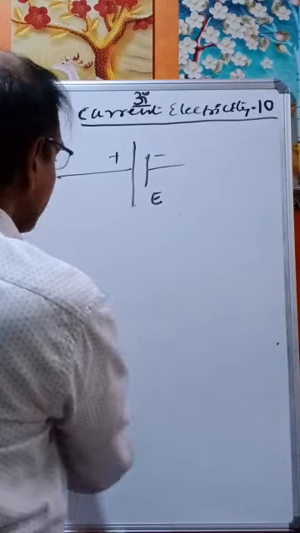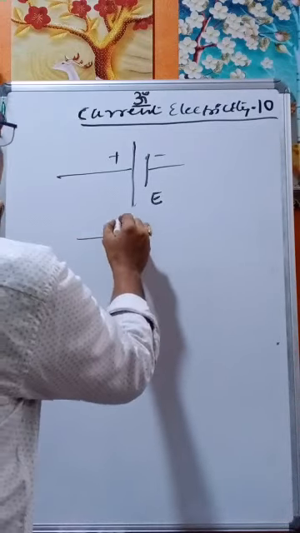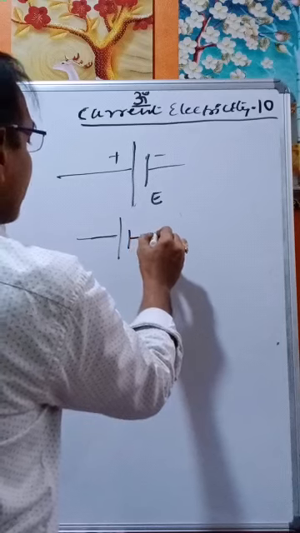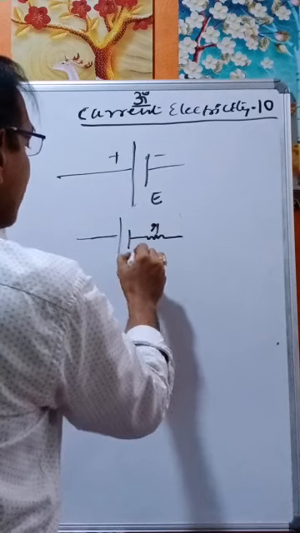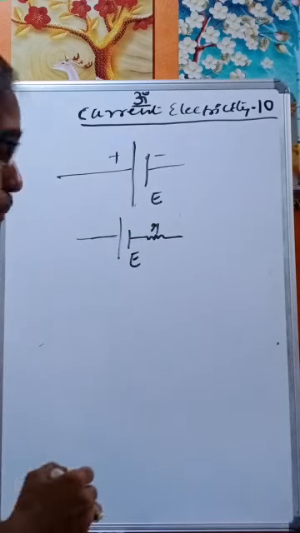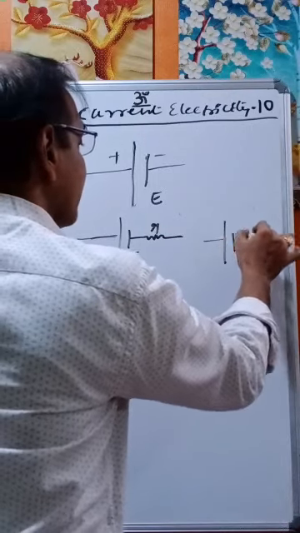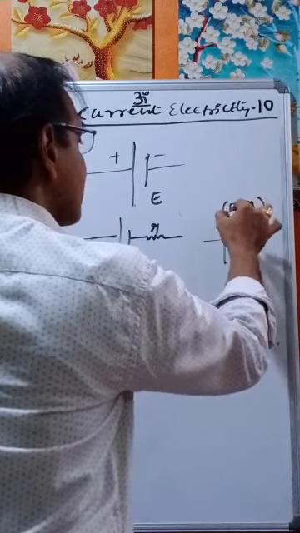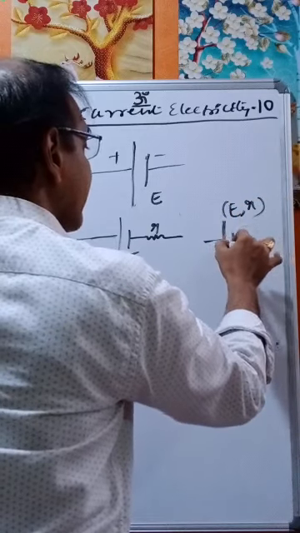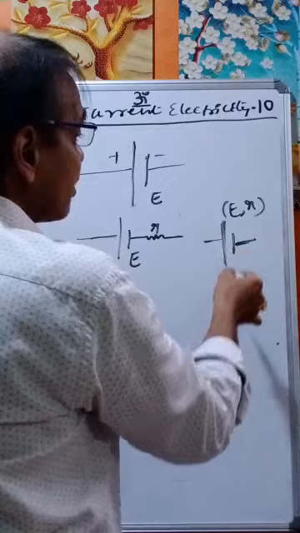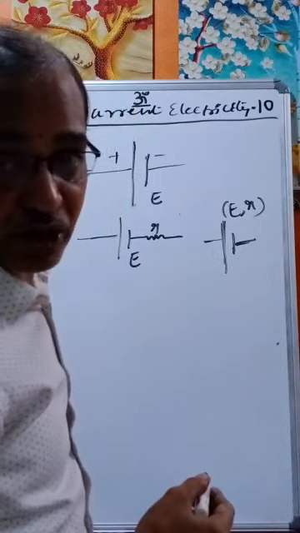Therefore, the general representation is, this is the cell, this is the internal resistance r, and this is the EMF E. Internal resistance r and EMF E. In many cases, we neglect this and write it as E and r. If we give it like this, E and r, then it indicates that the internal resistance is r and the cell has EMF E volts.